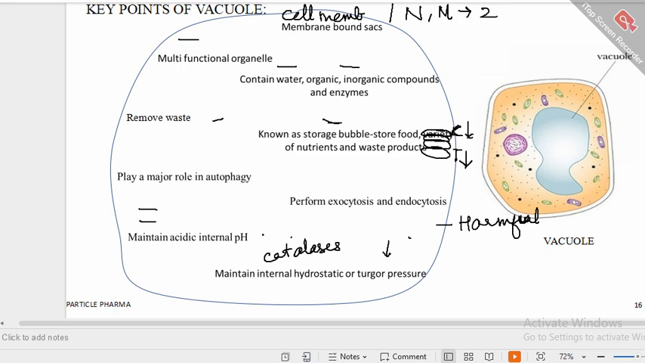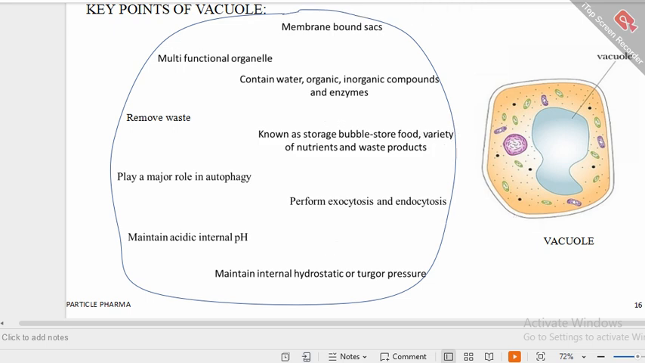So let me go to another subcellular organelle of the cell, that is the vacuole. It is also an important subcellular organelle, which is a membrane-bound sac, meaning it is covered by a single membrane, and it has many functions such as removing waste and helping in autophagy, cell death like that of lysosomes, and maintaining acidic internal pH and internal hydrostatic or turgor pressure, whereas it performs exocytosis and endocytosis and stores food, a variety of nutrients and waste products.